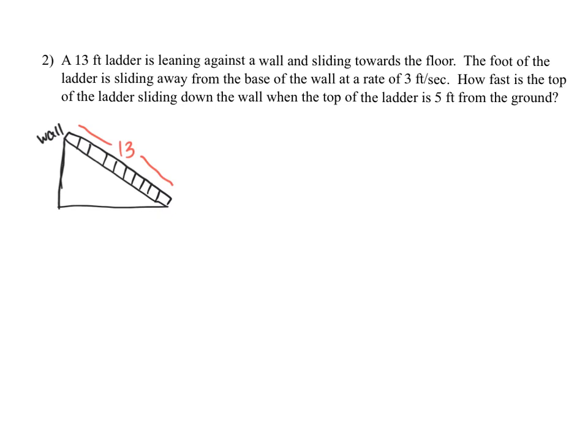So it says the foot of the ladder is sliding away from the base of the wall at a rate, keyword there, rate of 3 feet per second. So they're talking about the base of the ladder. So this portion is moving out. So now we're talking about the x value. Remember, in an xy axis, the x is the horizontal distance. So the dx/dt this time is 3. And it's a positive 3 because the base of the ladder is kicking out, therefore increasing this distance here. Positive.